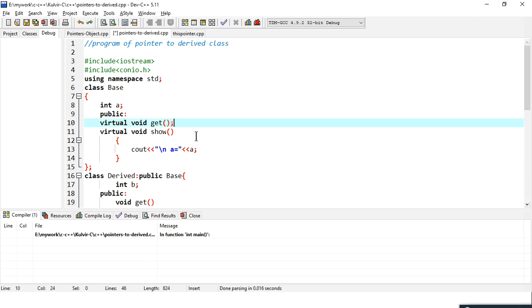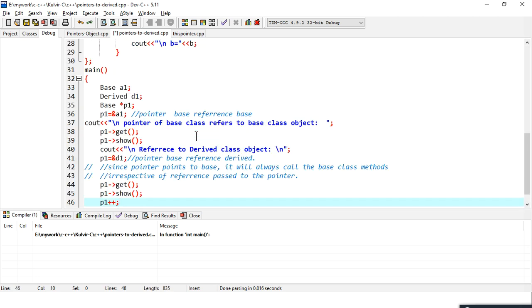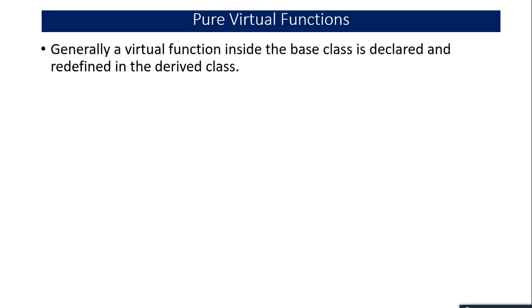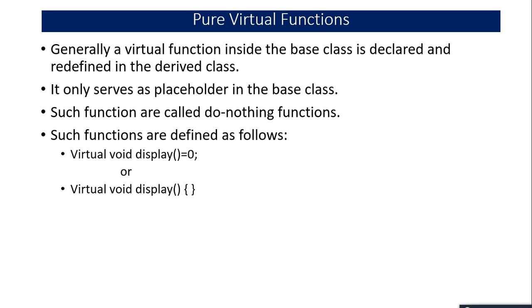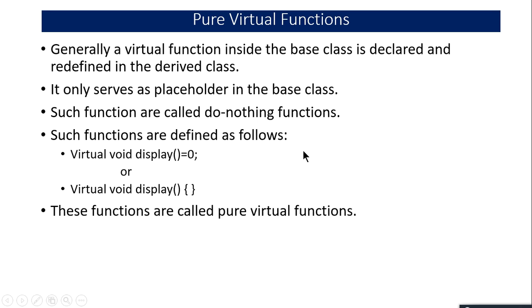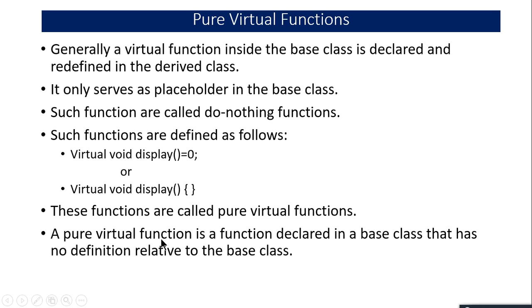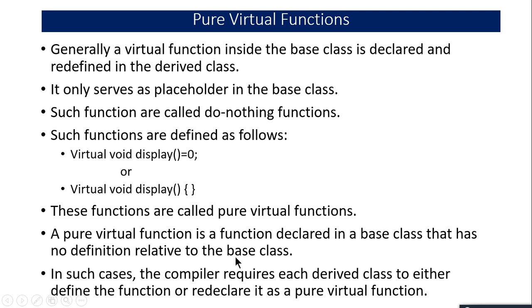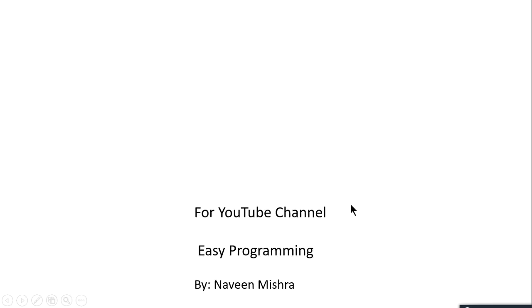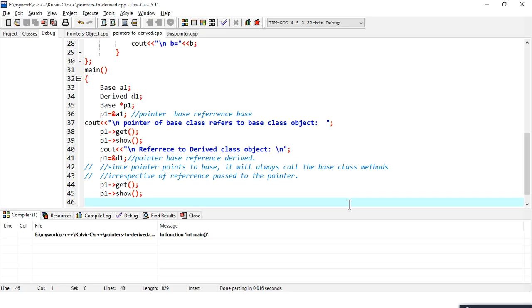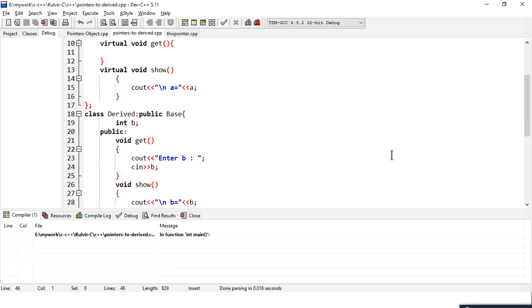If your virtual function does not have any definition or has an empty definition, then it is called a pure virtual function. They only act as a placeholder. They are also called do-nothing functions. They are declared in the base class and have no definition relative to the base class. The compiler requires each derived class to either define the function or redeclare it, so it can pass it on to the other child class or define it by itself.